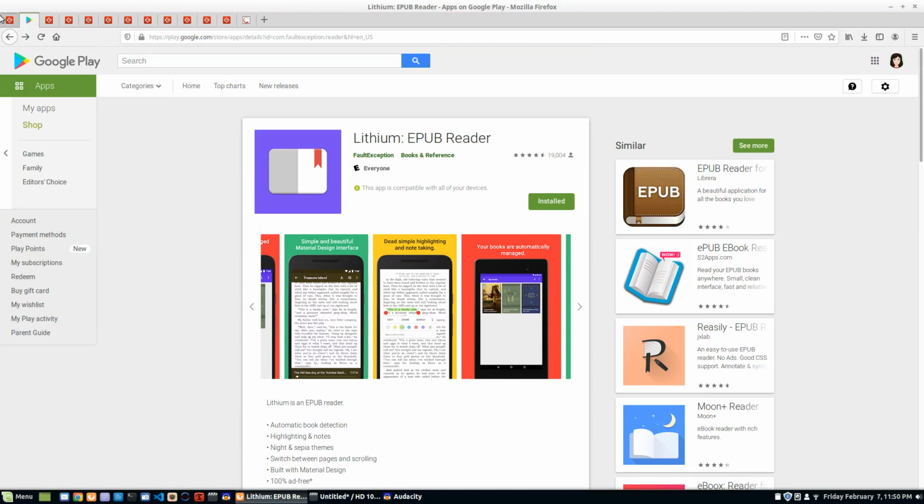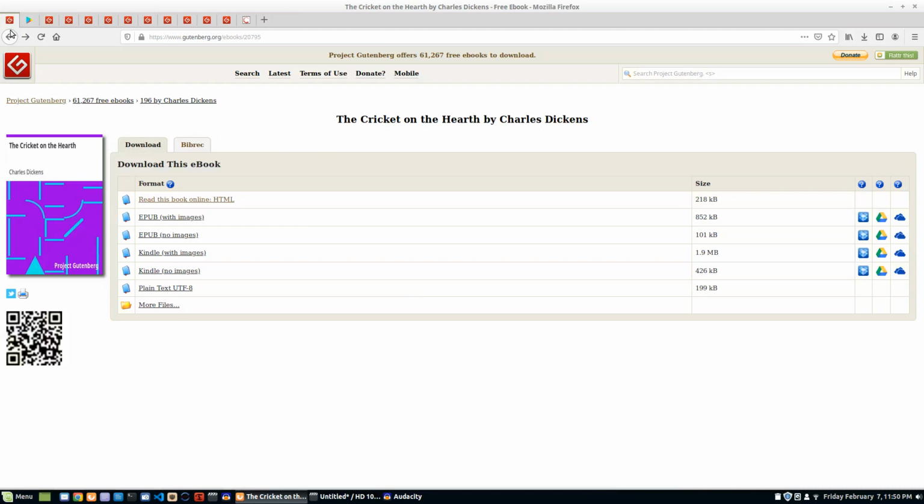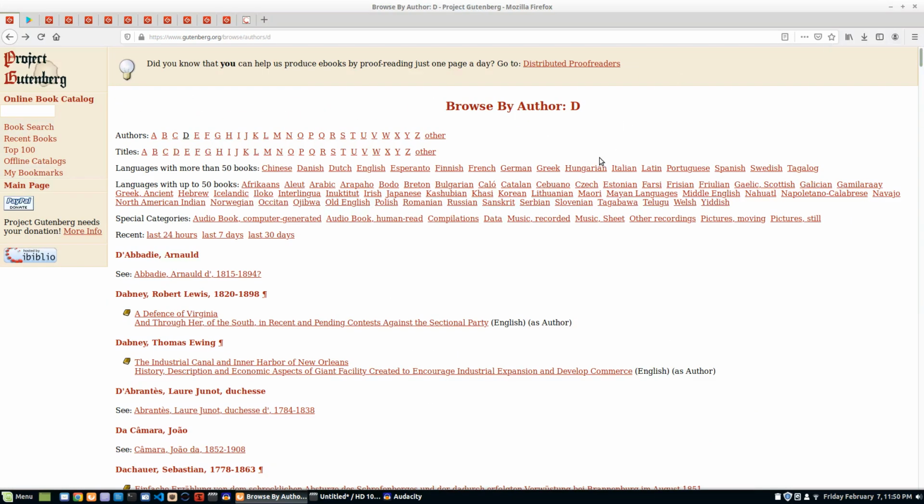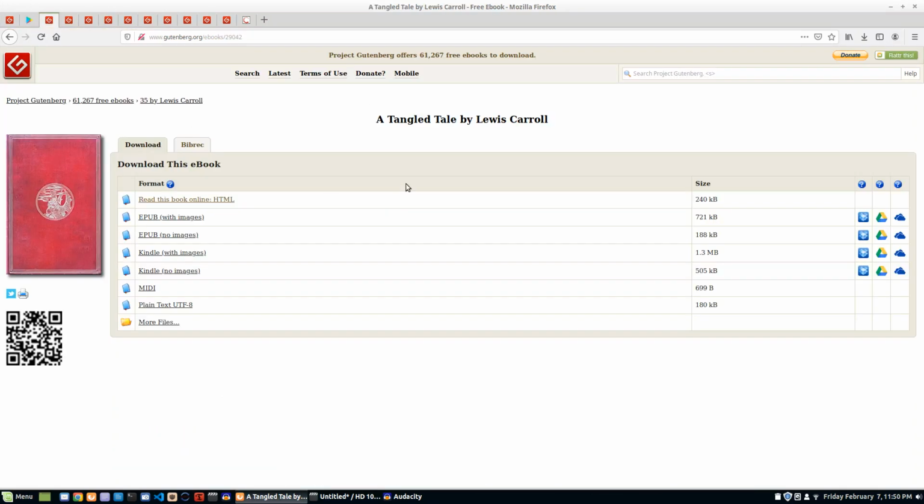So, Gutenberg has Dickens. They've got more famous classics like Jane Austen and so forth. I want to share some books I've enjoyed from here that are more obscure. So starting with A Tangled Tale by Lewis Carroll.